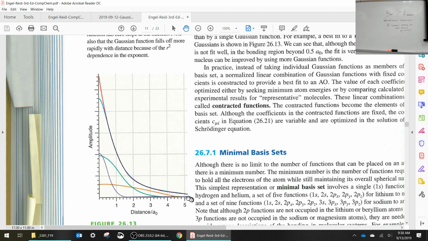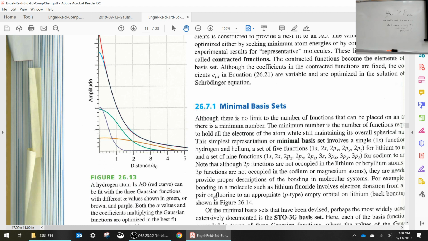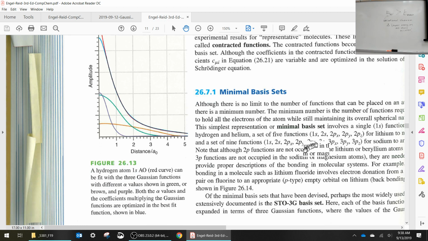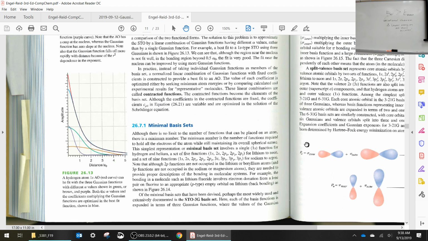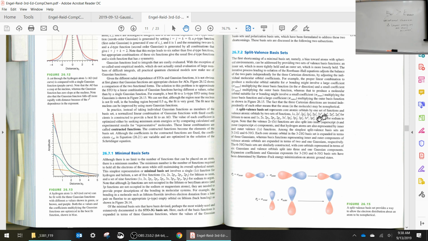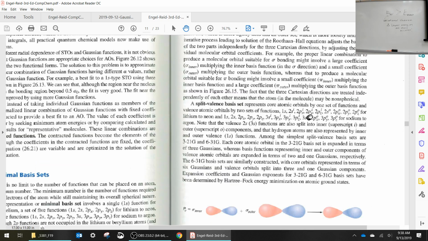Eventually, though, it gets a little bit less accurate out here, and so then we have this minimal basis set and then the split basis sets. So the split basis sets only split the valence band, and so this is what's going on with the split valences.